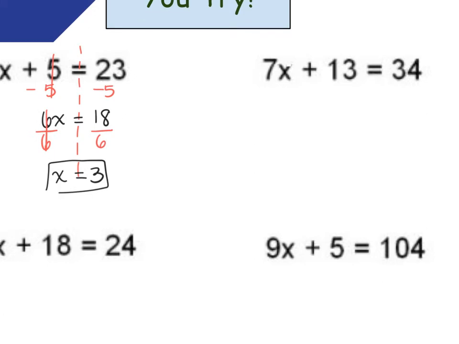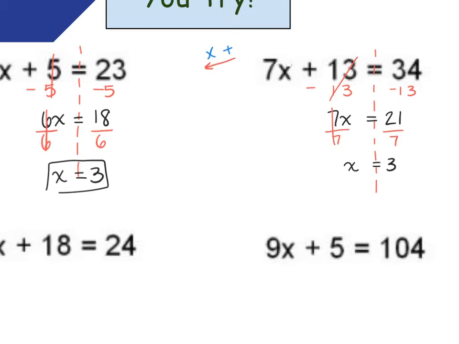All right, x here is being multiplied and then added, and we need to do the inverse operations and work backwards to undo what's being done. To undo addition, subtract. I have 7x equals 34 minus 13, which is 21. Undo multiplication with division, and I have that x is equal to 3. Double check. 7 times 3 is 21. 21 plus 13 is 34. It works.